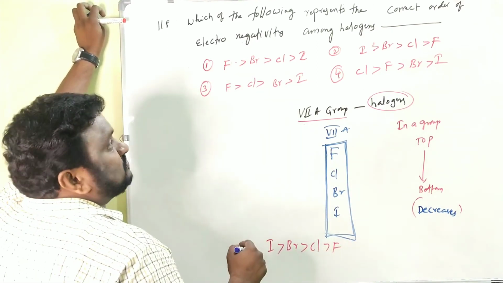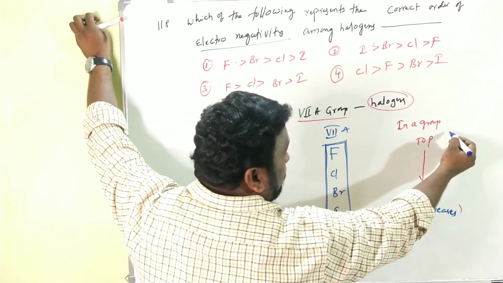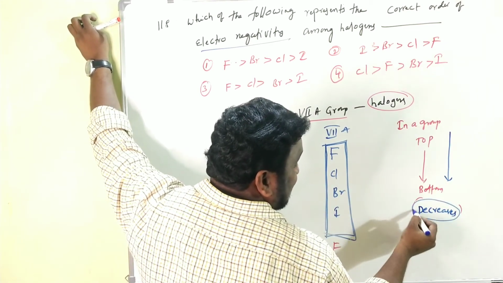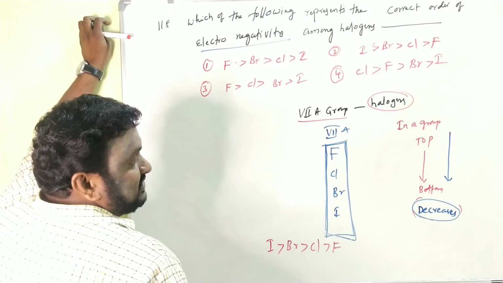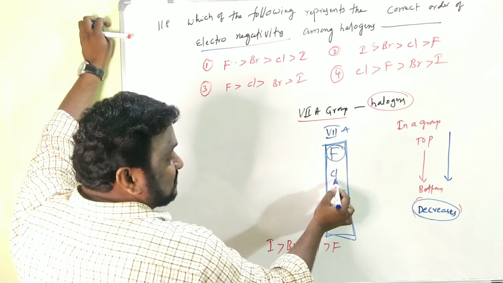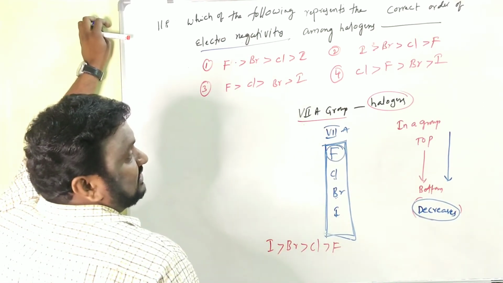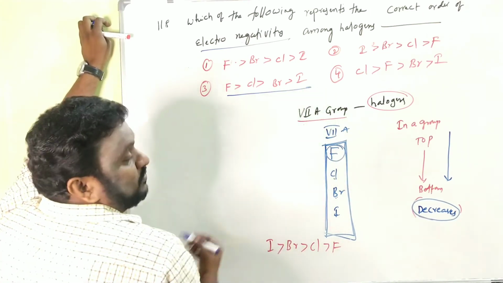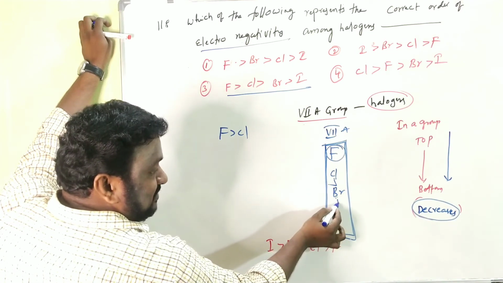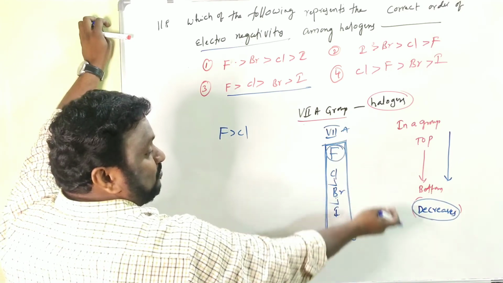Now in groups, while we are moving from top to bottom, electronegativity decreases. That means F has more compared to Cl. When comparing Cl to Br, Cl is greater, and again Br is greater than I. That's why the third option is the right one. F is greater than Cl, Cl is greater than Br, Br is greater than I. So when we are going from top to bottom, values decrease.